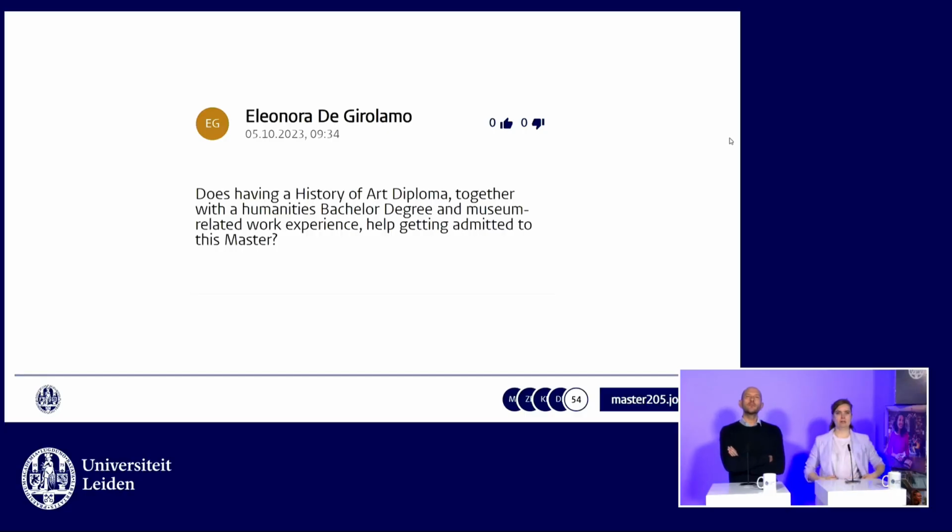Does having a History of Art diploma, together with a Humanities bachelor degree and museum-related work experience, help getting admitted to this master? Absolutely. I assume so, but it is difficult for us to say for sure, because this is just a line with words and we have to see the actual diplomas. It sounds likely to help, but we can't say for sure. So the only way you truly know is to apply for our program.